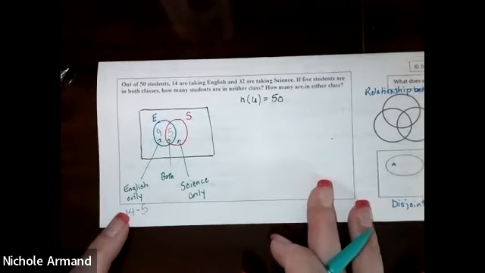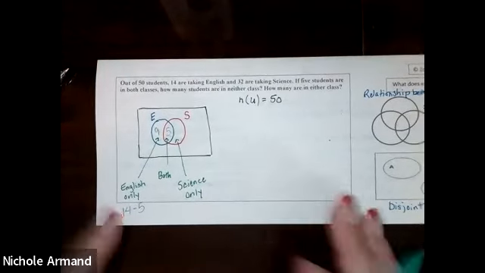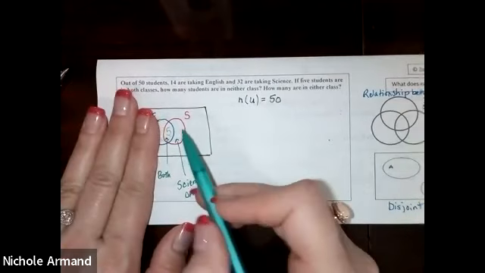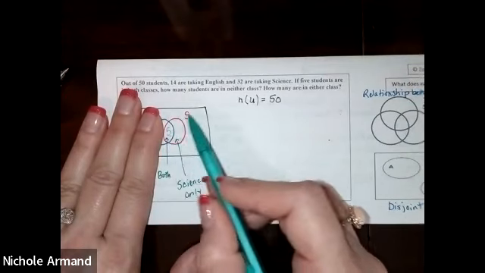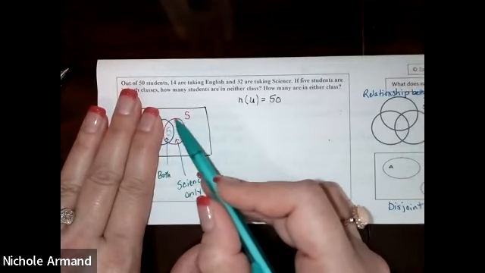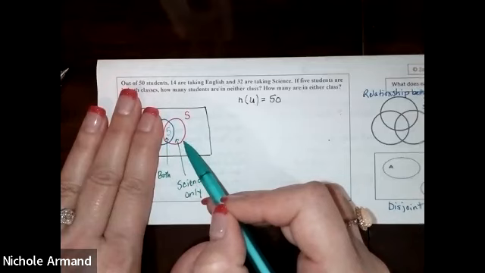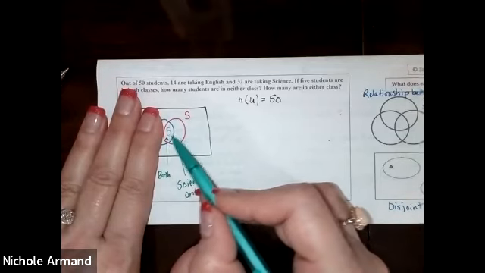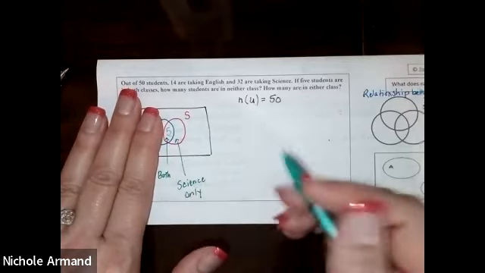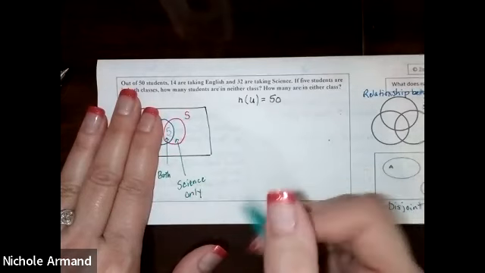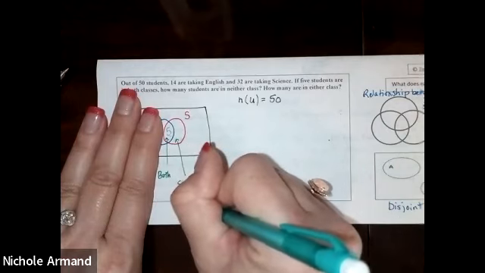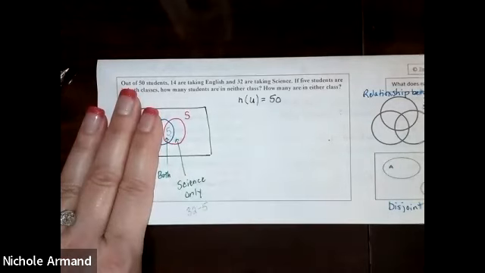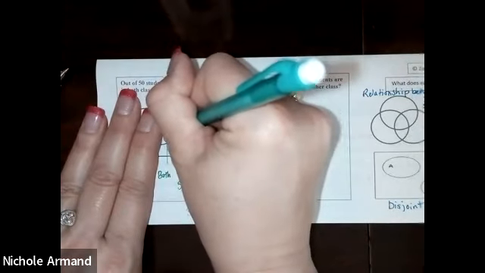Same thing with science. If 32 students total are taking science, then that means if I cover up the English here, this pink circle, in total, has 32 students. 5 of them are already accounted for. So if I want to figure out how many are taking science only, then I'm going to say, what is 32 minus 5, which is 27.